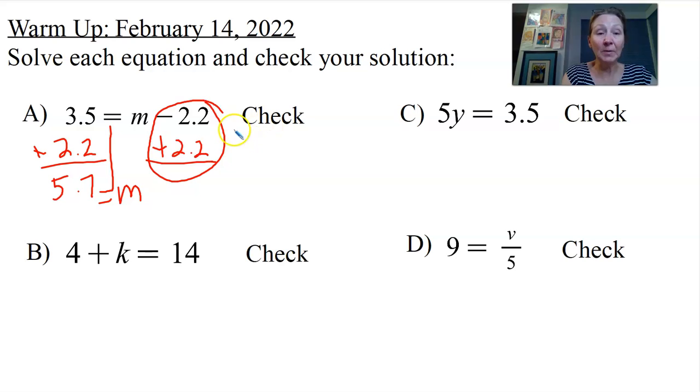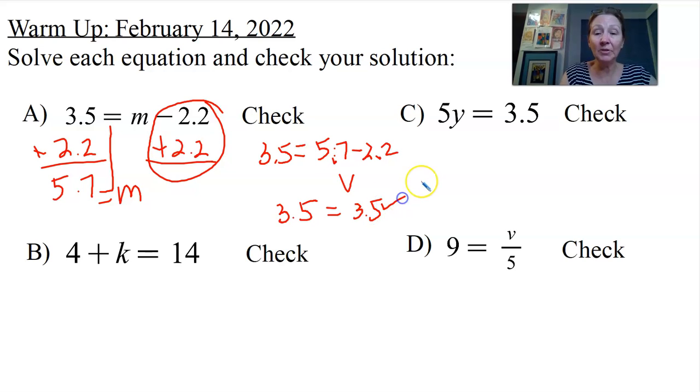My check is to plug it back into the original equation, and I write this: 3.5 equals 5.7 minus 2.2. I'll let you go ahead and check it with a calculator and say, yes, this worked out. 3.5 is equal to 3.5. Check.